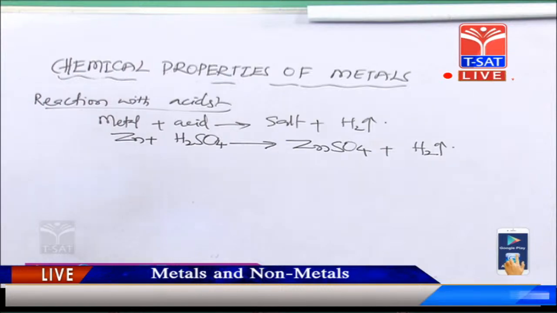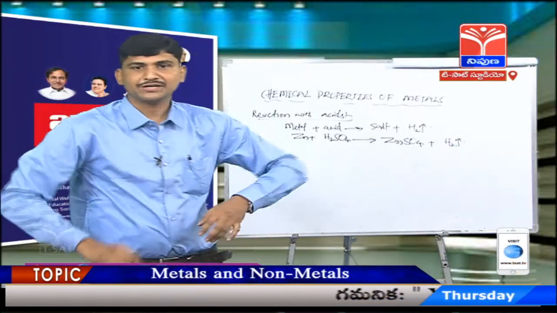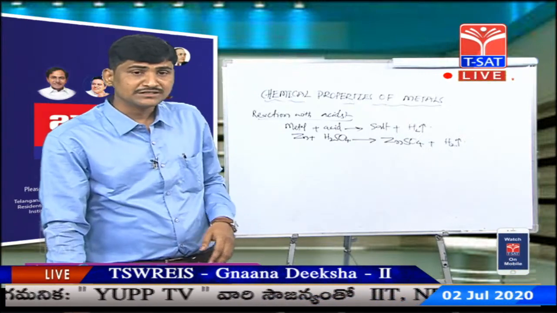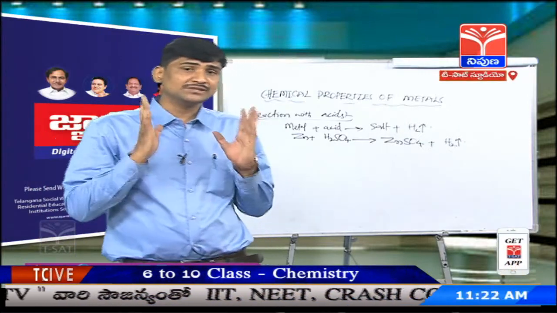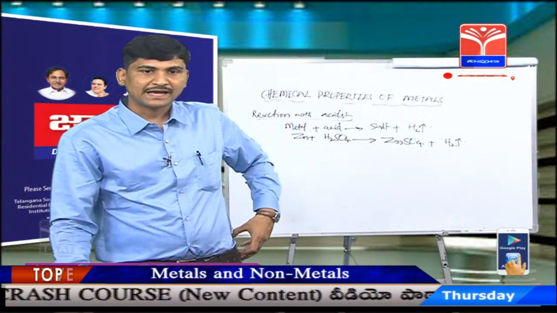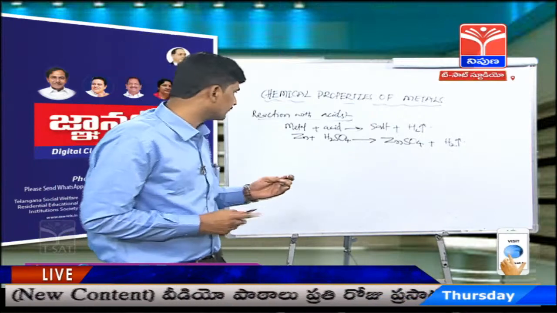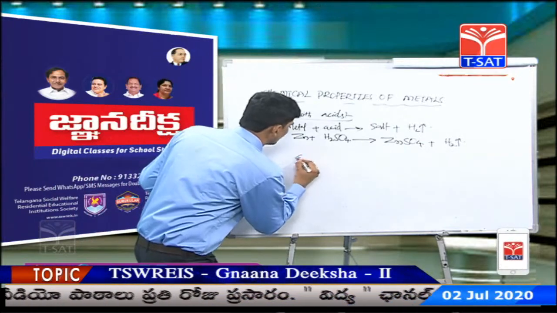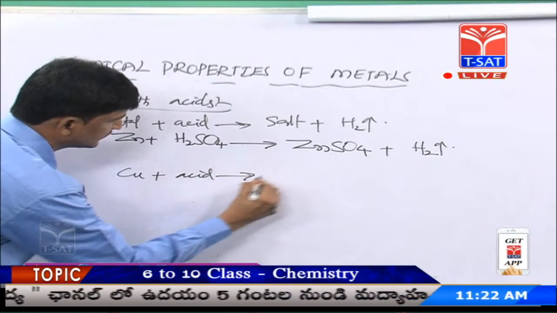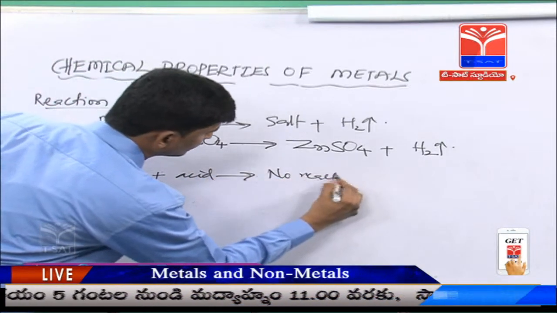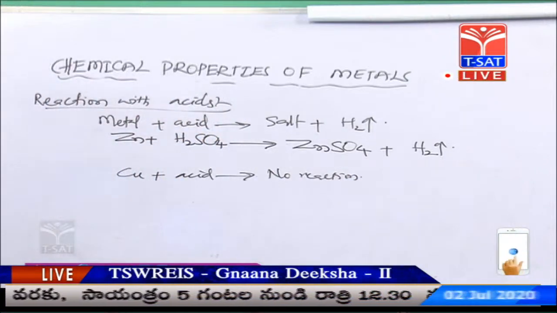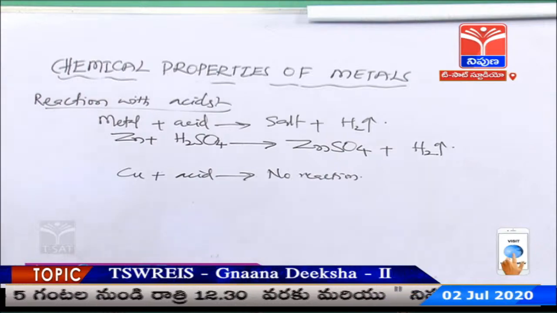So, how to test that the gas is hydrogen? Just bring a burning candle near it, and it will be put off with a pop sound. Okay children, do all metals react at the same rate with all acids? No, some metals do not react with acids. Copper does not react with acid: copper plus acid, no reaction. This is because, children, copper is less reactive than hydrogen.